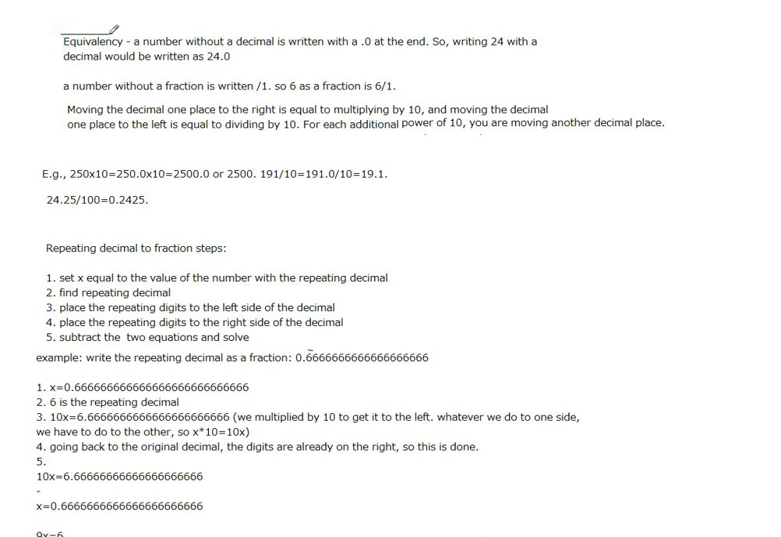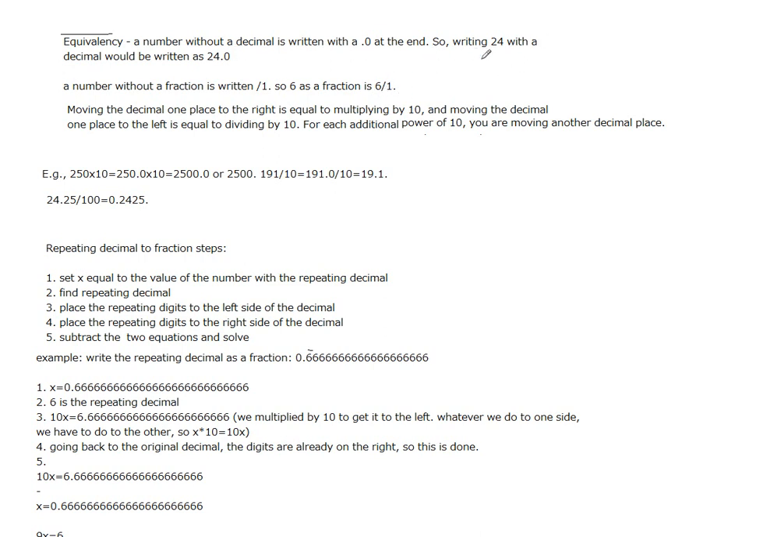So, equivalency is a number without a decimal is written with a 0.0 at the end. So, writing 24 with a decimal will be written as 24.0. I need you to know that a number without a fraction is written over 1. So 6 as a fraction is 6 over 1. So just keep that in mind.